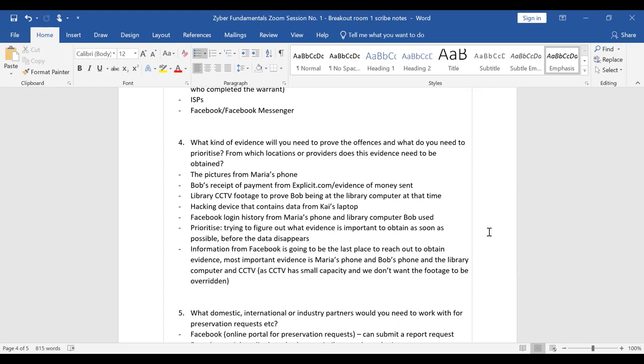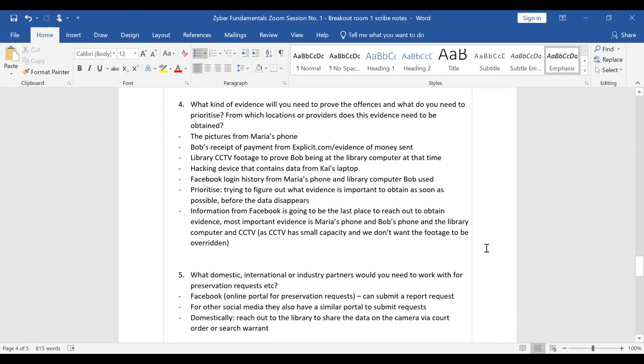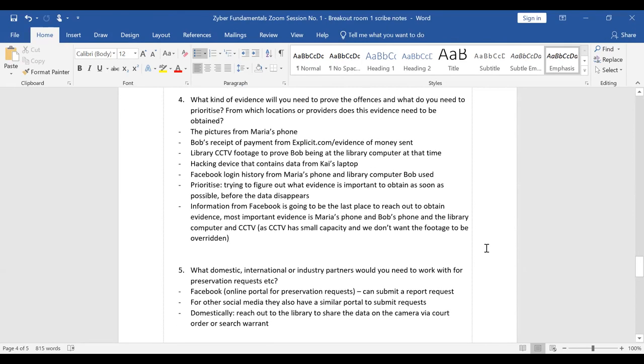For example, we put Maria's phone first as part of our most important evidence to get, because it's going to contain a photo that has been sent to Bob, but the information from Facebook is sometimes going to be the last place to reach out to get the information from, because his hard disk is not going to disappear or be deleted or something like that.